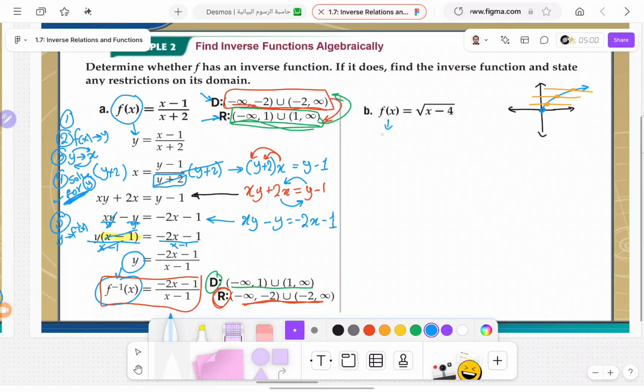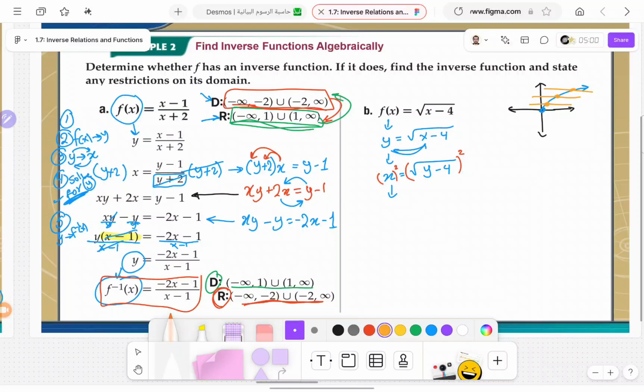So the first step is to switch f of x to y, and we keep the same function, square root of x minus 4. Next step, switch between x and y. So x should be here, y should be here. So we write x equals square root of y minus 4. Now step 4 is to solve for y. In order to solve for y, I need first to remove the square root. What removes the square root? It's the square. When you square this side, you have to square the other side. Anything you do to one side, you have to do to the other.